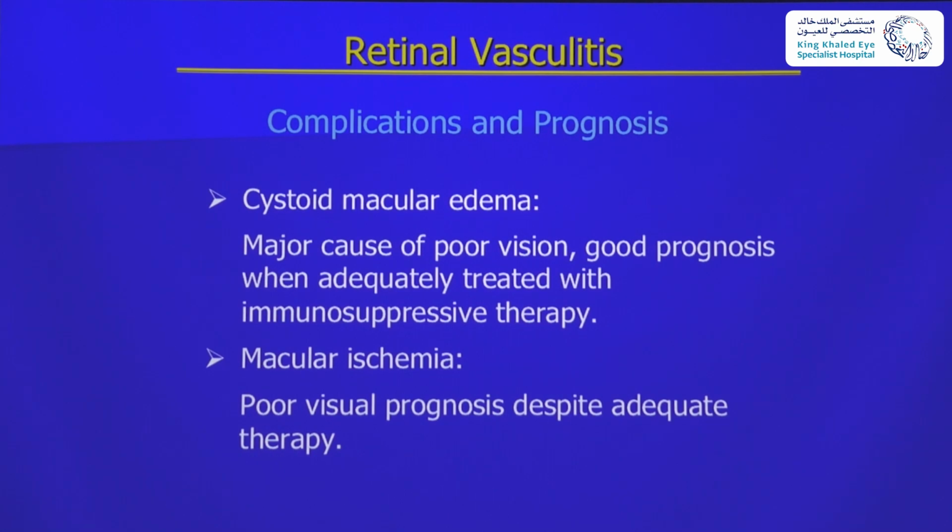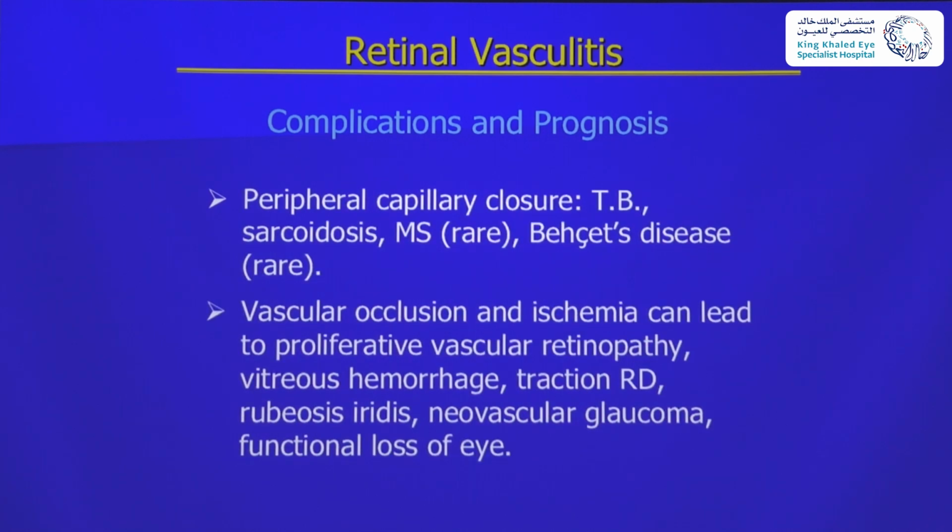So what are the complications of retinal vasculitis? Cystoid macular edema is a major complication, but it can always be reversed. So with visual loss due to inflammation, by controlling the inflammation and the resolution of edema, the visual outcome is good. But if the macula is ischemic, like this patient I showed you with systemic lupus erythematosus, the visual prognosis is poor. Patients can have peripheral capillary closure, mostly patients with tuberculosis, so occlusive retinal vasculitis.